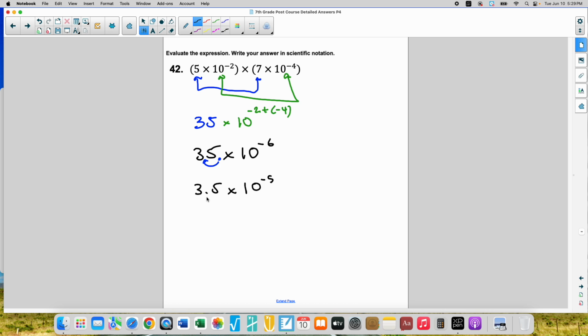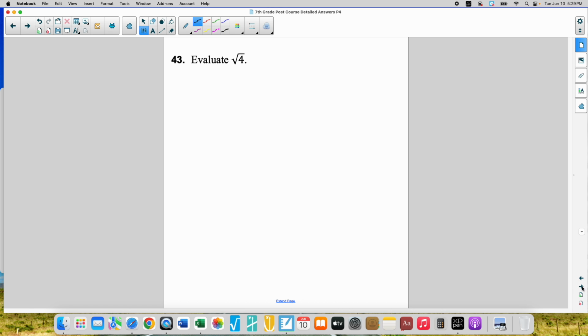Very good question. Really tricky. Really good practice to do this one. All right. These are square roots. Square roots, you don't see the 2. It's invisible. It's understood that it's a square root. And square roots can only cancel with squares.